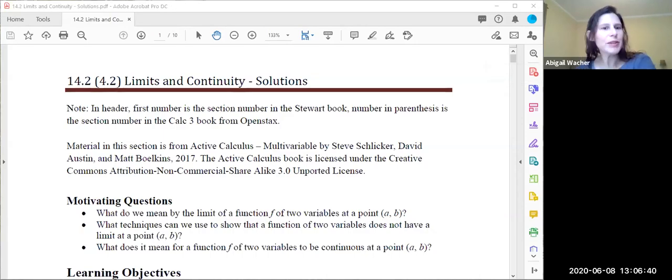Hello, today we'll be doing limits and continuity. So just to point out, section 4.2 would be the section in the Stewart textbook, and section 4.2 would be the section in the Calc 3 book in OpenStax. All right, let's get started.